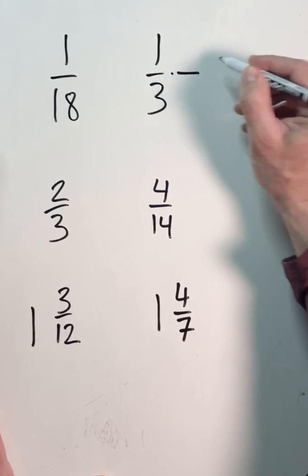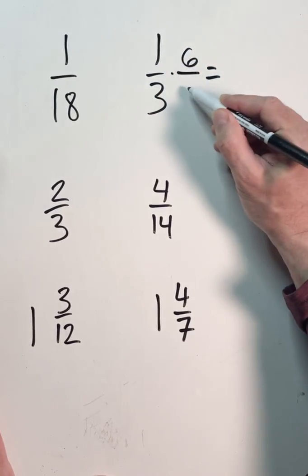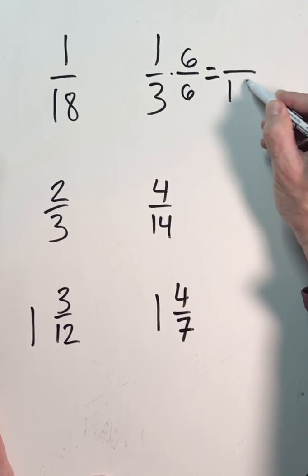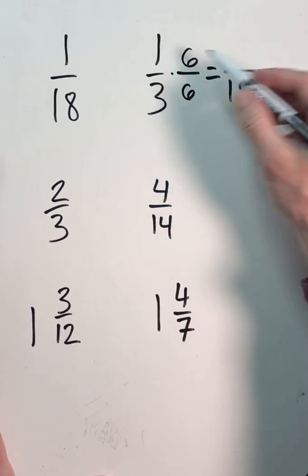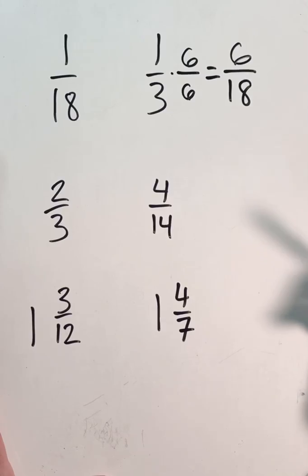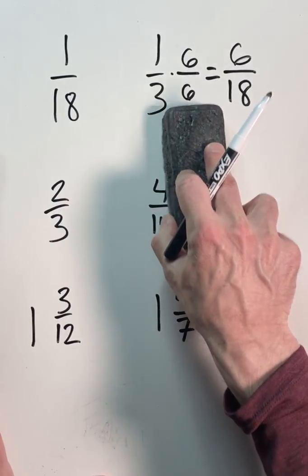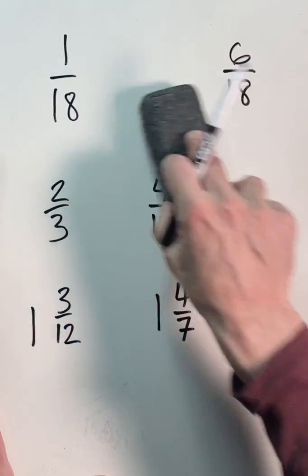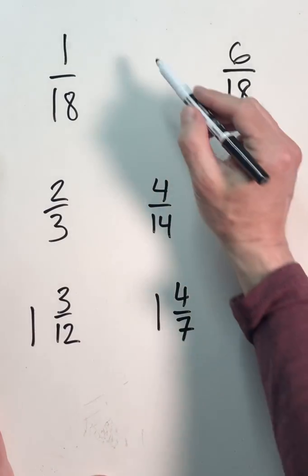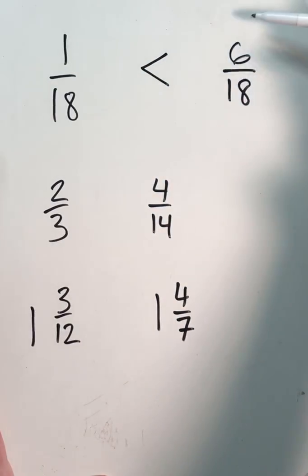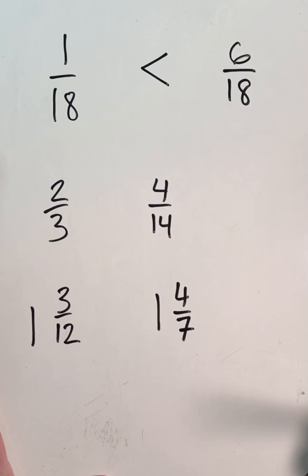So if we take 1/3 and multiply it by 6/6, that will get us a denominator of 18, which is what we were looking for, and a numerator of 6. Therefore, we can compare the two fractions, 1/18 and 6/18, and know that 6/18, or 1/3, is the greater fraction.